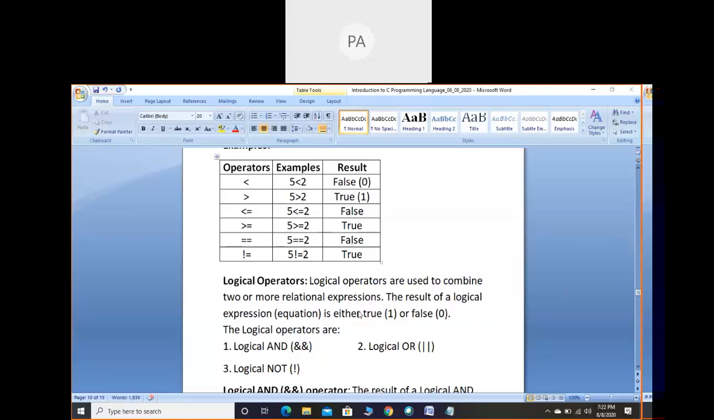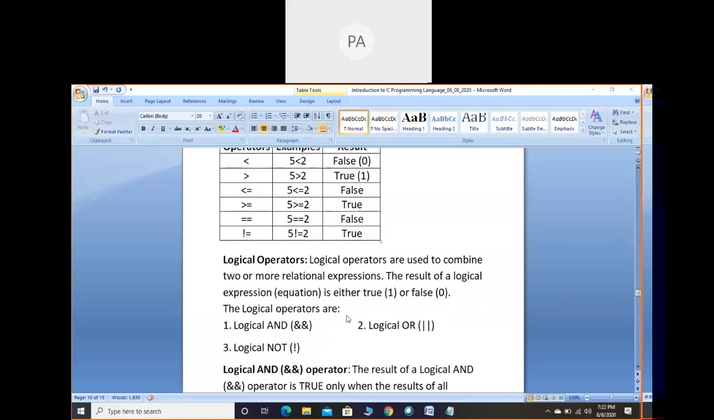Okay. So now we'll see what the logical operators are. The basic definition, once again: logical operators are used to combine two or more relational expressions. Expressions are nothing but equations. A relational expression is one that contains relational operators. There are six relational operators: less than, greater than, less than or equals to, greater than or equals to, equals to, and not equals to. While calling this operator, don't say double equal to. Some students call it that, but I say just call it equals to.